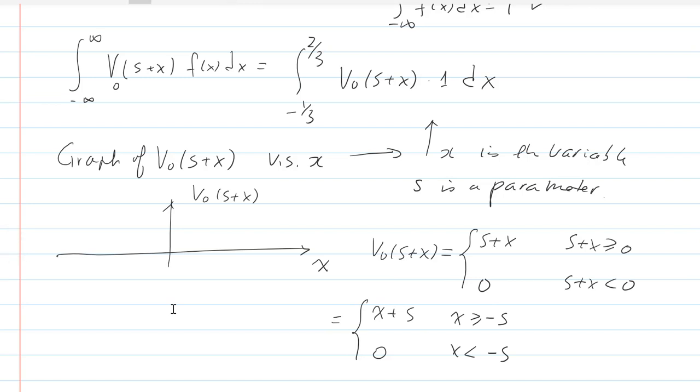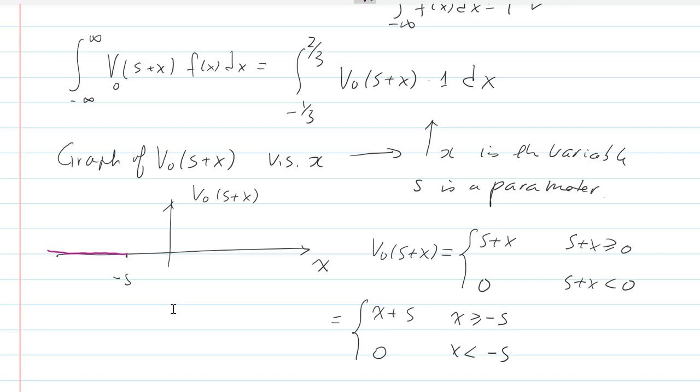So if you look at this function over here, it's piecewise, and the dividing point over here is negative s. We don't know where negative s is, so we can just say, maybe over here, this is negative s. Okay, and then the function we have, the graph looks like this. The graph less than negative s is going to be 0.